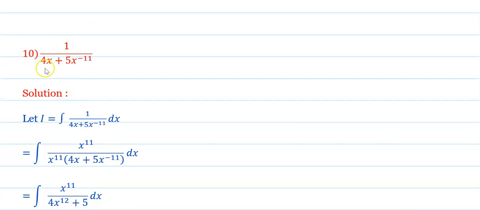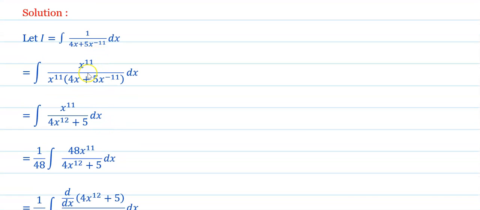Problem number 10: 1 upon 4x plus 5 x raised to minus 11. Okay. Now again, while simplifying, notice that this power is minus. Okay, we can multiply the numerator and the denominator by x raised to 11, or you can also do it like this. See this here, x raised to 1 upon 4x plus 5 x raised to minus 11. It can be written as it's one and the same.